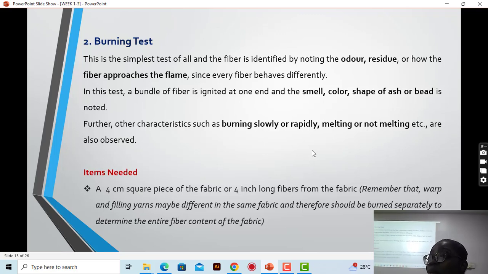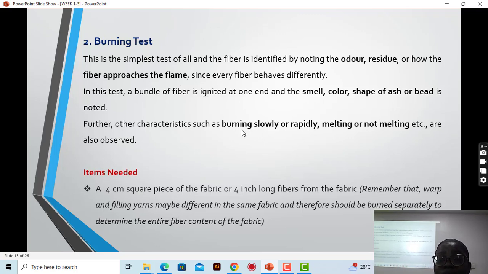So once you do the burning test, you can confirm that, oh, this fabric behaved this way, so this is this fiber. So the fiber is identified by noting the odor, the smell, the residue, the remains, or how the fiber approaches flame. Like I mentioned, it can melt or any other thing.